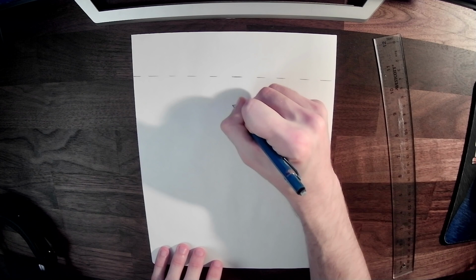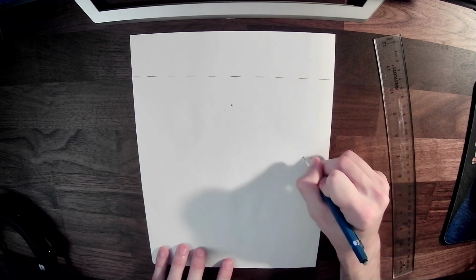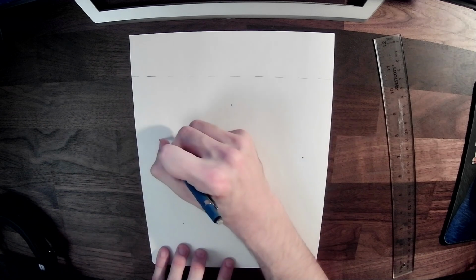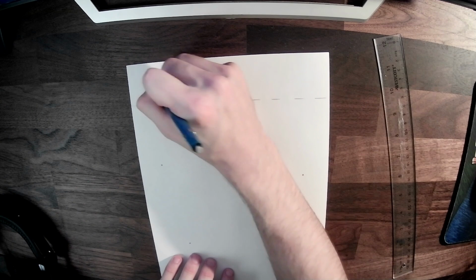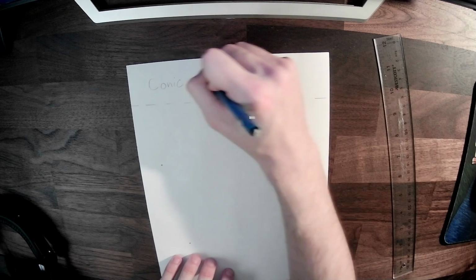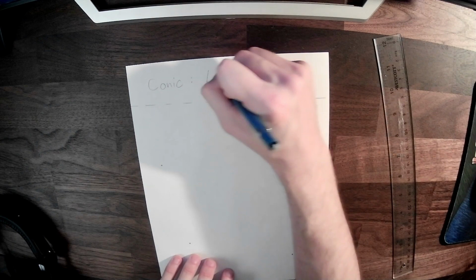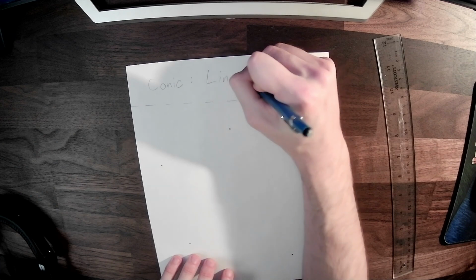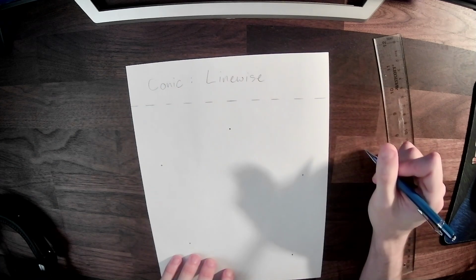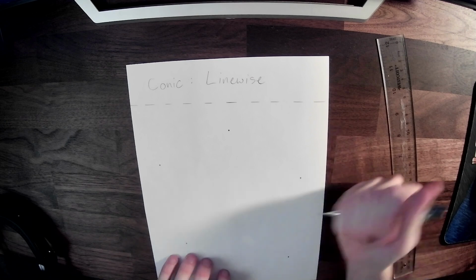Okay, so obviously first step would be to choose 5 points. A lot of you have gone past this point, at least I hope. Title goes up here. The title is Conic Linewise.